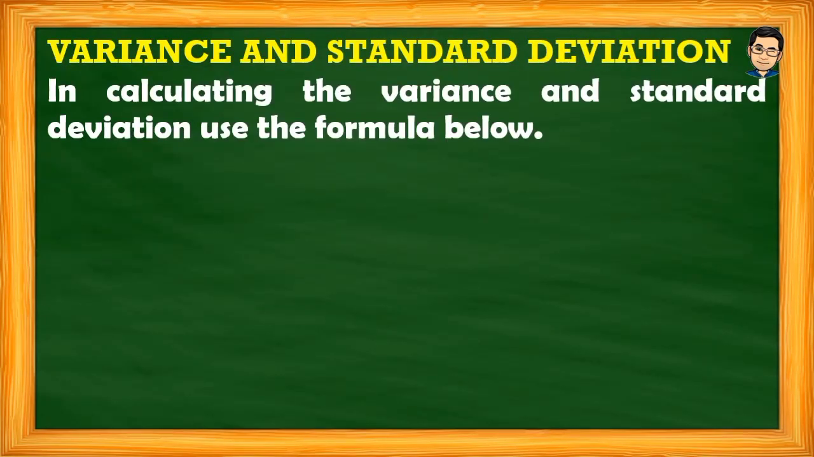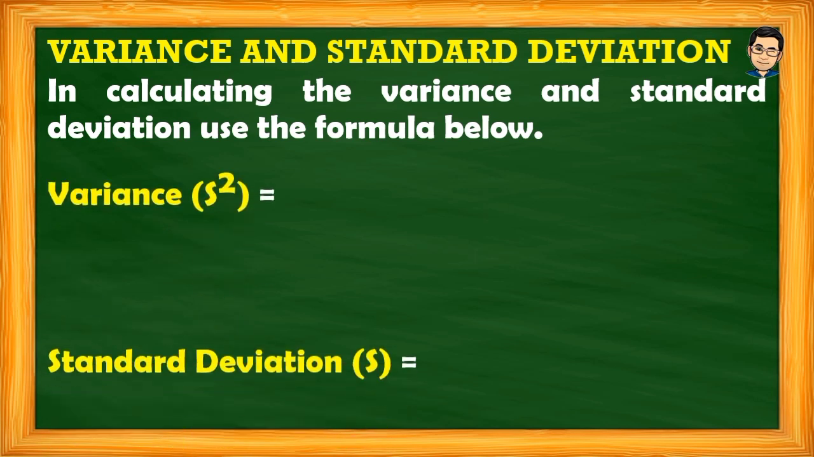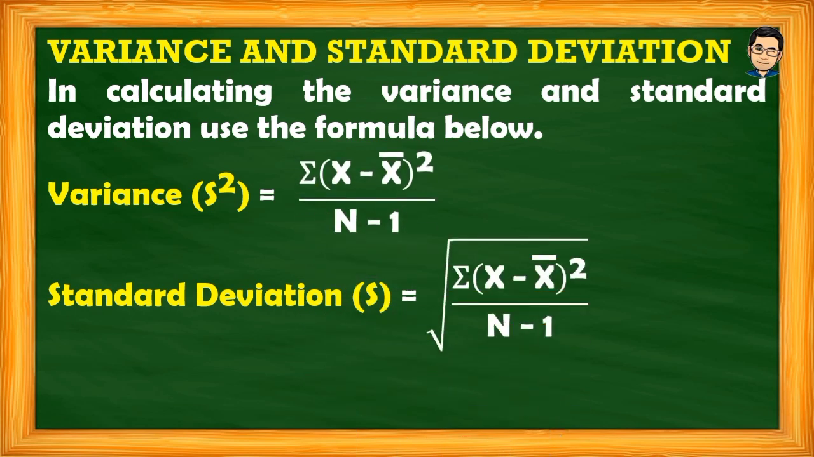So, in calculating the variance and standard deviation, use the formula below. For variance, there. And then for standard deviation, there. As you can see, for variance it is S squared, okay? So that will be the formula. And then once we get that, we just take the square root.